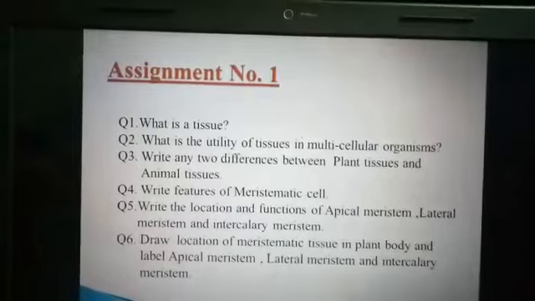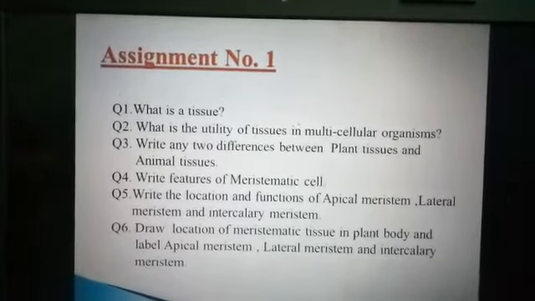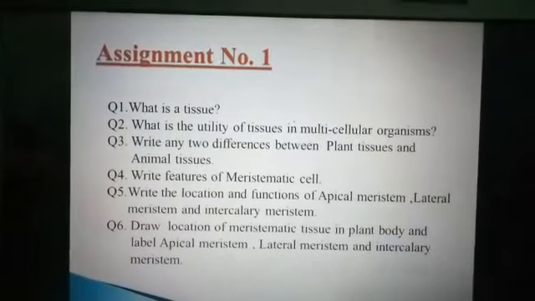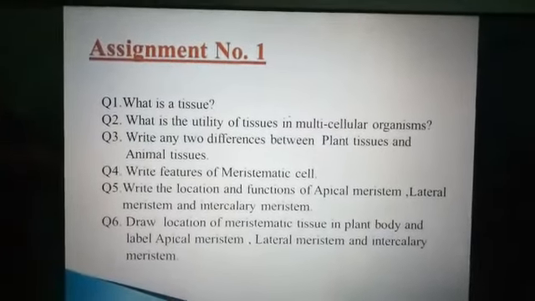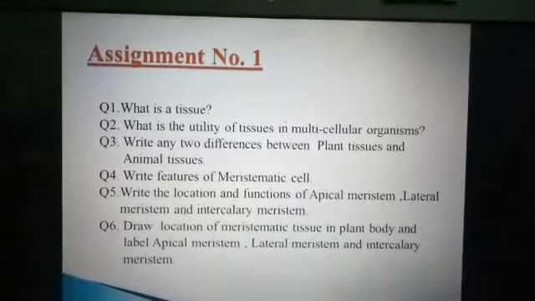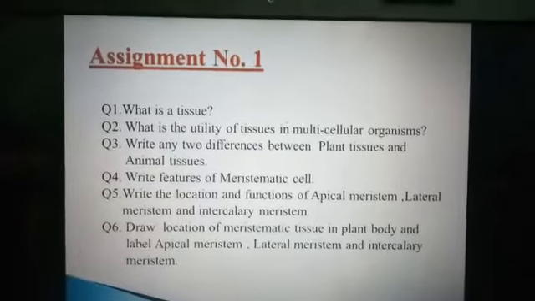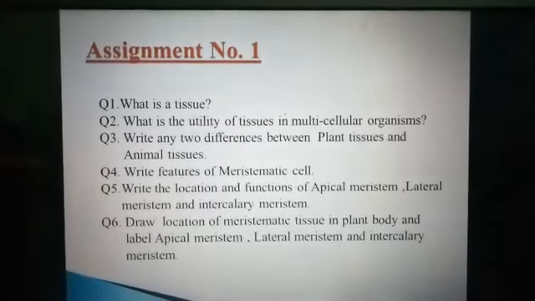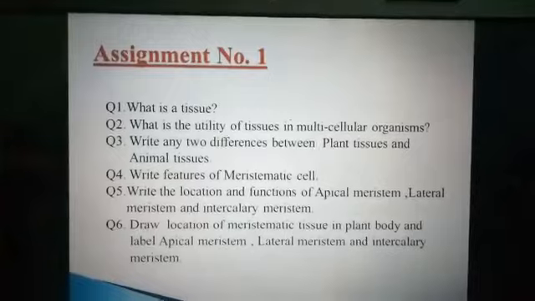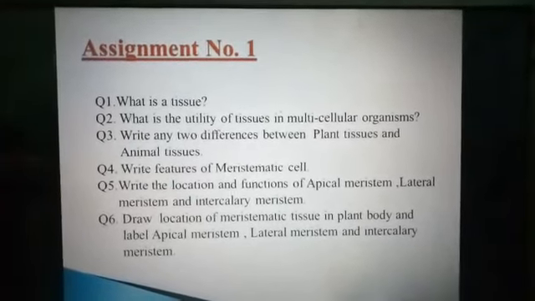Next we have assignment number 1. Question number 1 is what is a tissue? Question number 2 is what is the utility of tissues in a multicellular organism? These 2 questions are from your textbook. In-text question number 3 is write any 2 differences between plant tissues and animal tissues. Number 4 is write features of meristematic cell. Number 5 is write the location and function of apical meristem, lateral meristem and intercalary meristem.